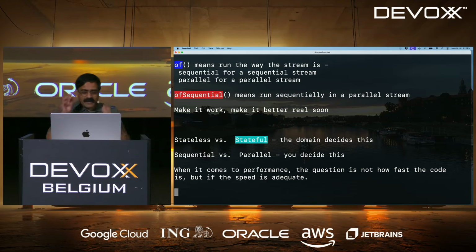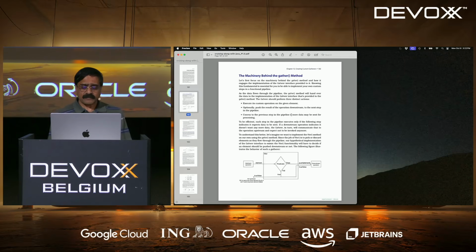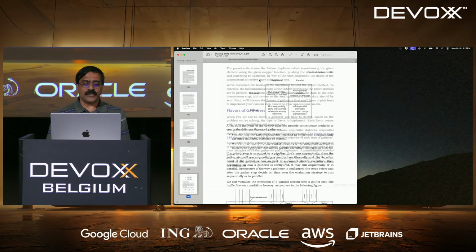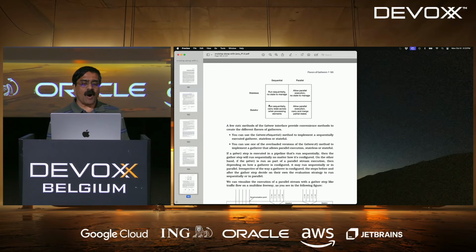I want you to imagine a big C, the letter C, right? Think of the letter C. When you think of the letter C, I want you to now look at this diagram that's here. So draw the letter C on this diagram. So this one here, as you can see, is parallel execution. It allows parallel in a parallel stream. But if you're in a sequential stream, it's sequential. So that's the tip of the C, right? So put a C on top of that. So that's the tip of the C.